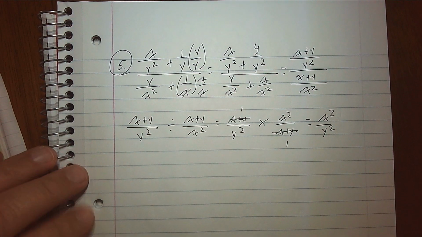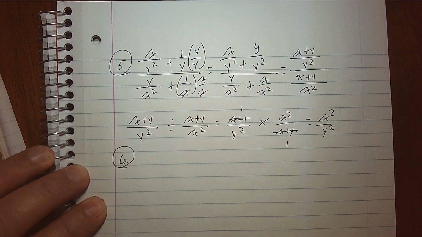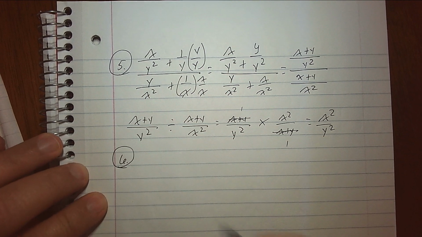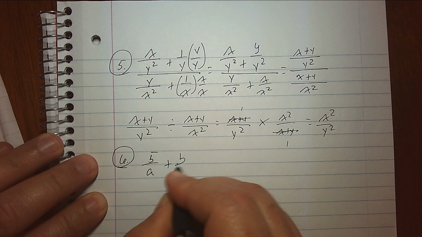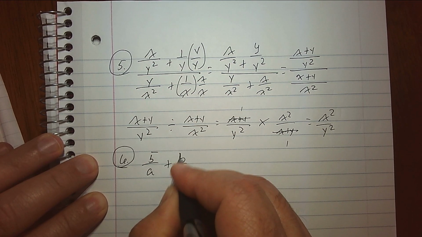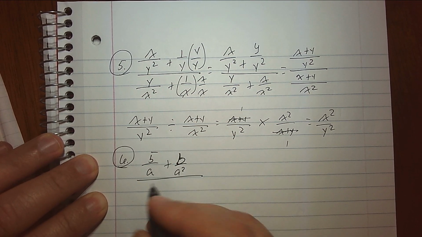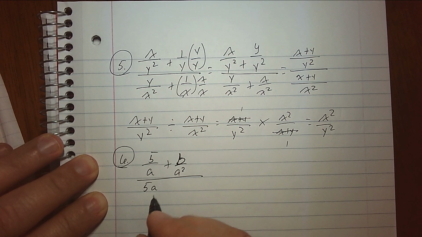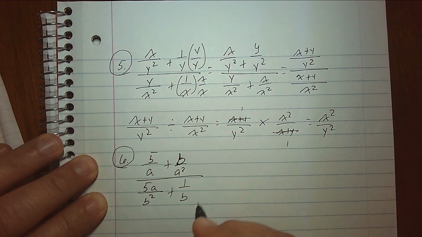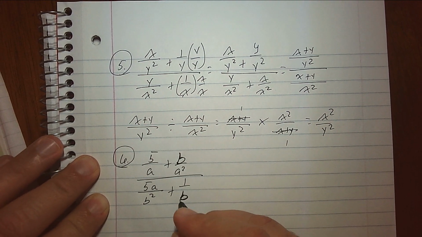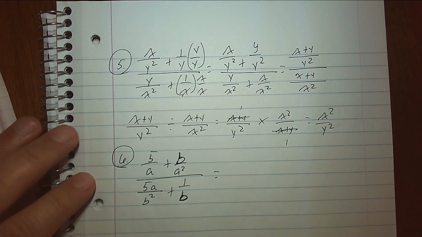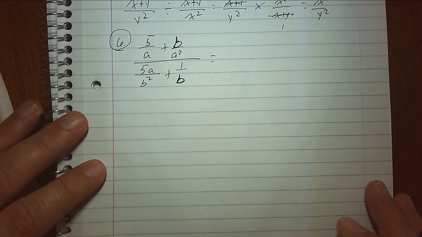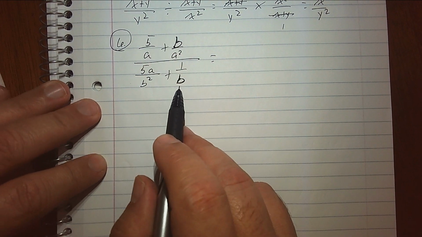Alright, so let me give you an example like that to try on your own. 5 over a plus b over a squared, that's a b. 5a over b squared plus 1 over b. Be a good time to pause it and see if you can handle this one and try it on your own. We've got to make sure the denominators are the same.